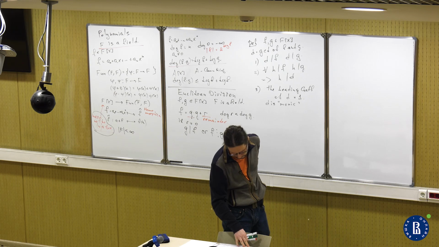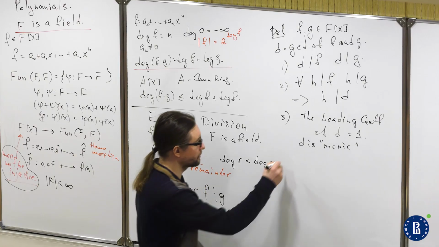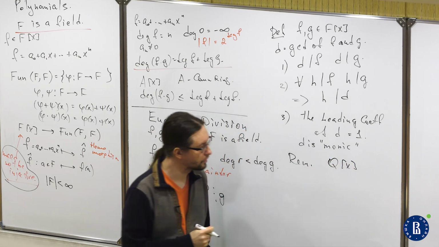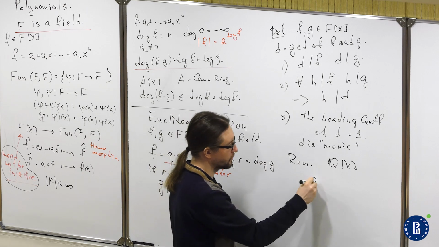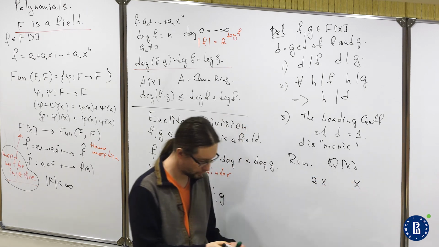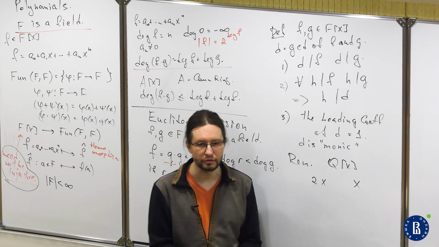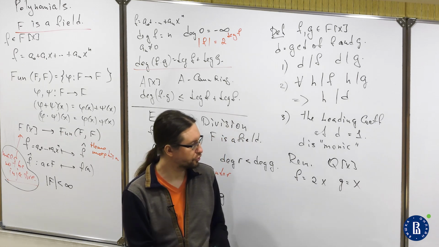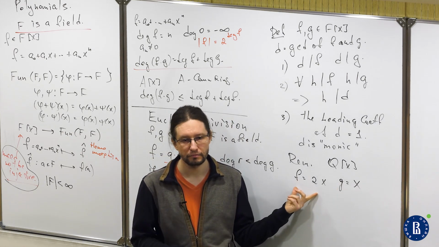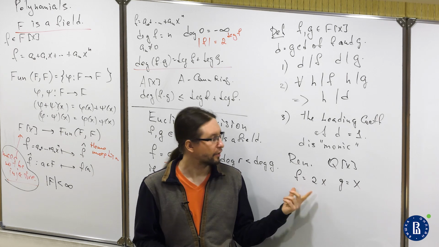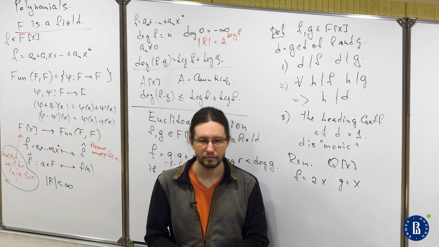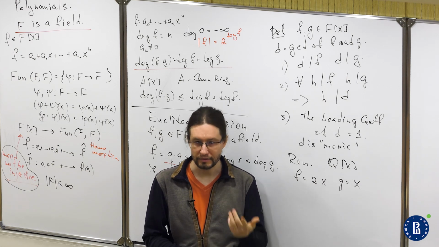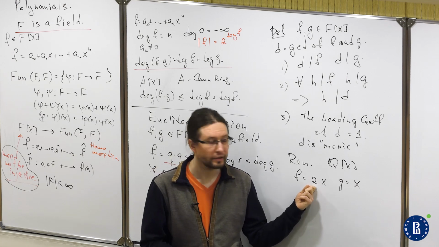So what should be next? By the way, there is a remark. Let's say we deal with polynomials with rational coefficients. Let's take 2x and x. This is your f and this is your g. Is it true that g divides f? It's true. Is it true that f divides g? Yes, exactly, because this is the coefficient in a field.